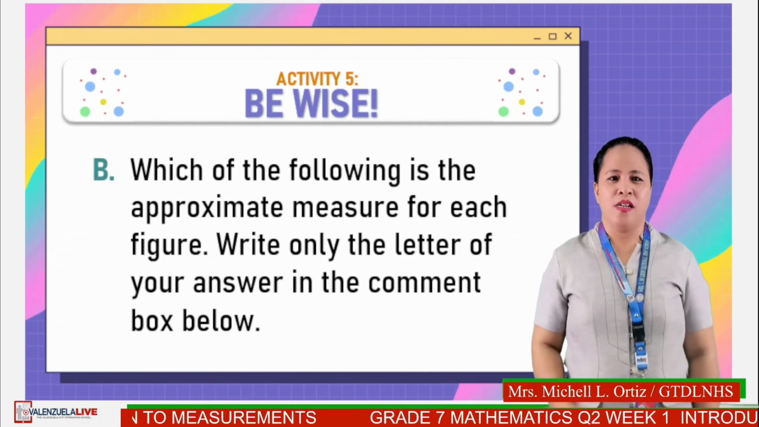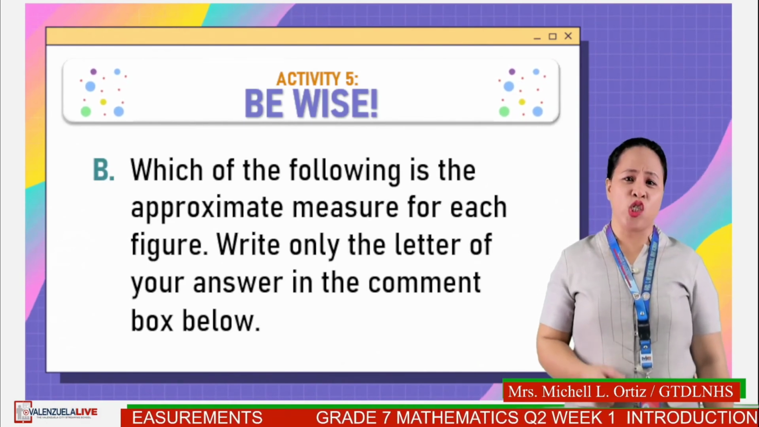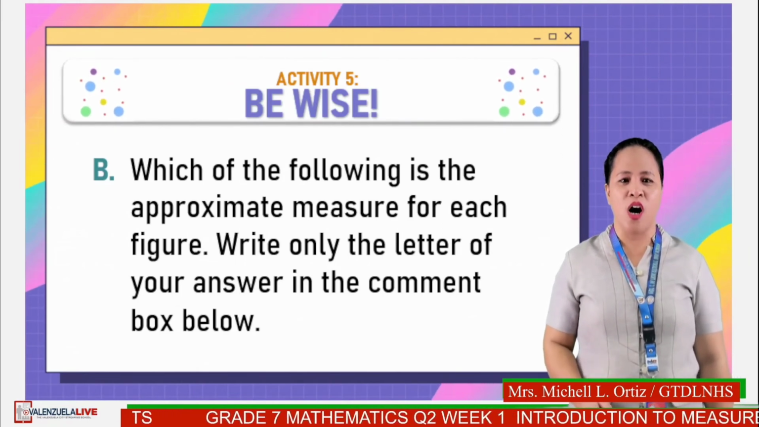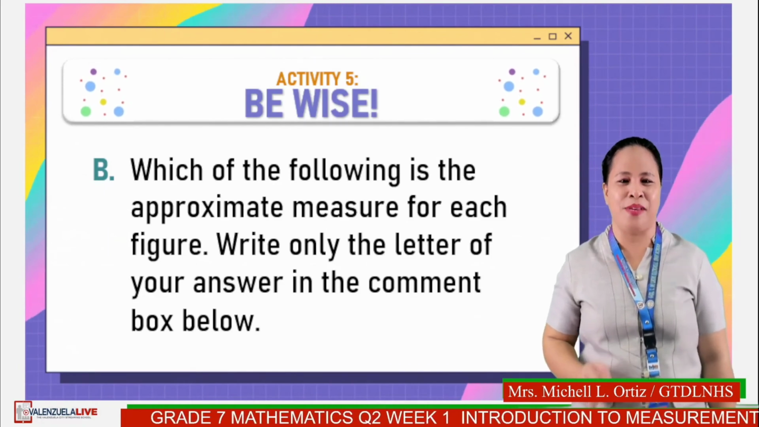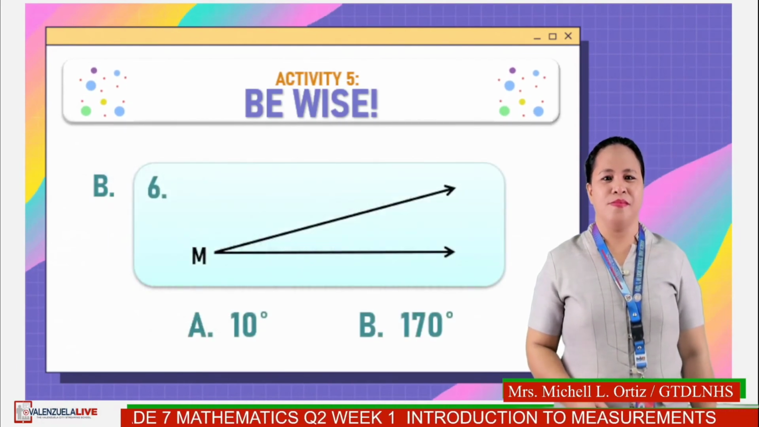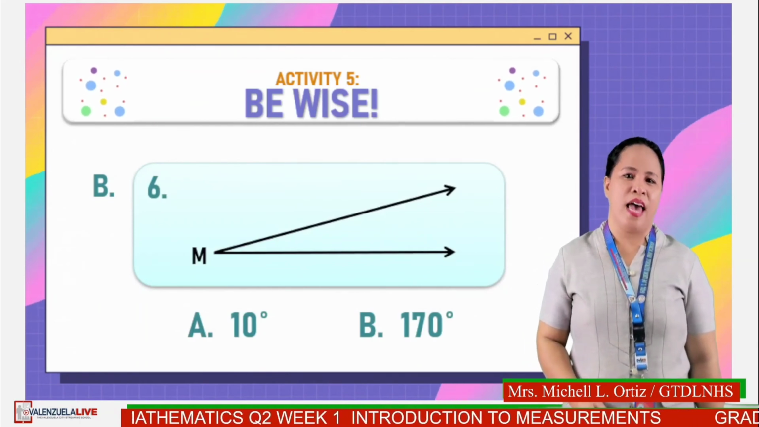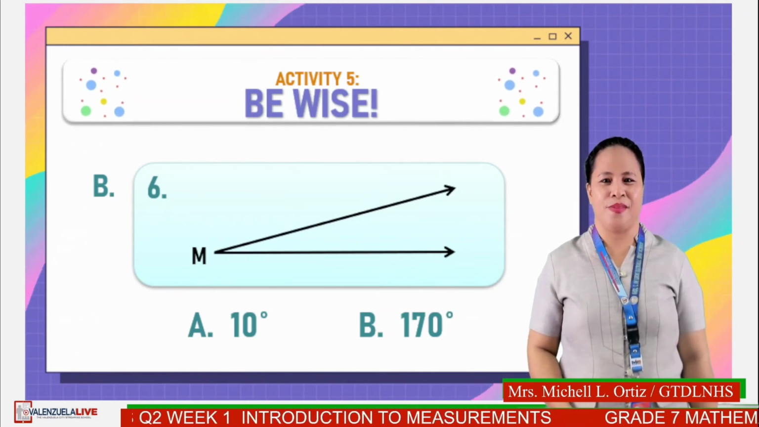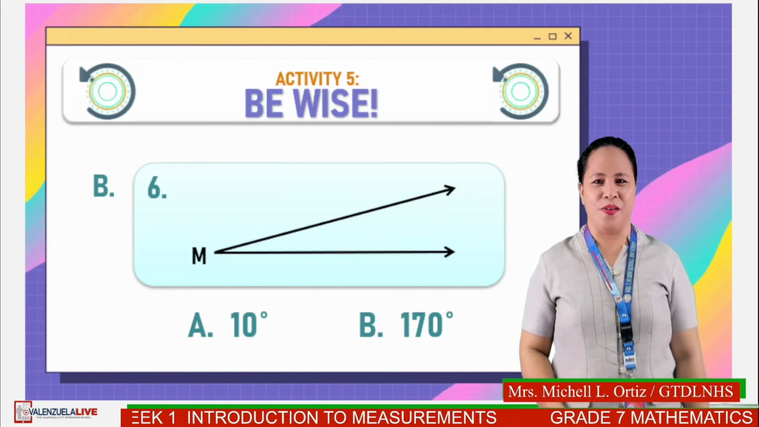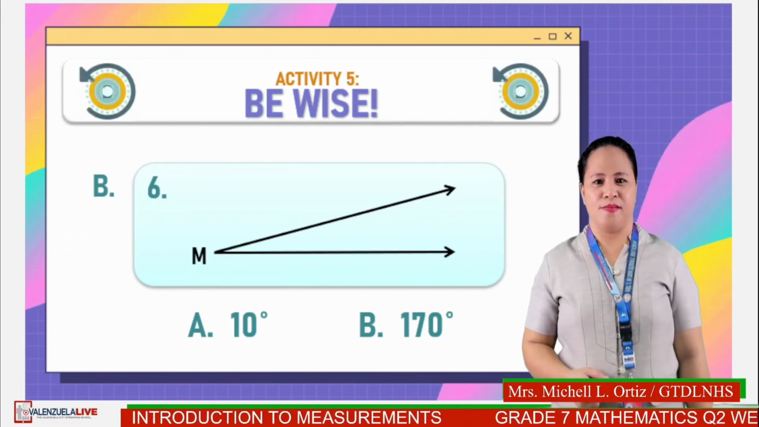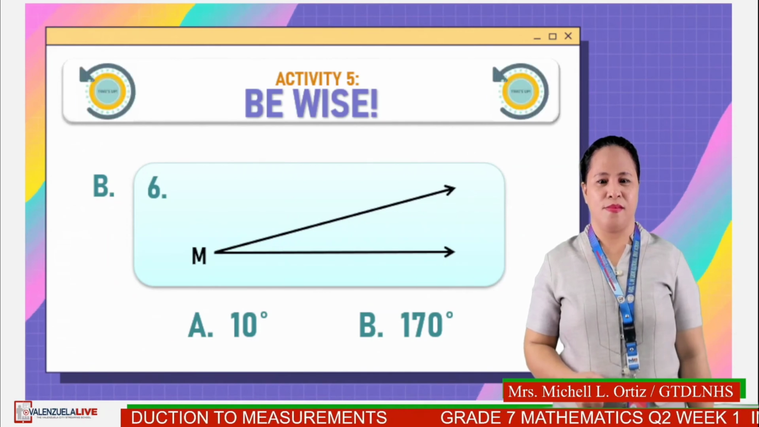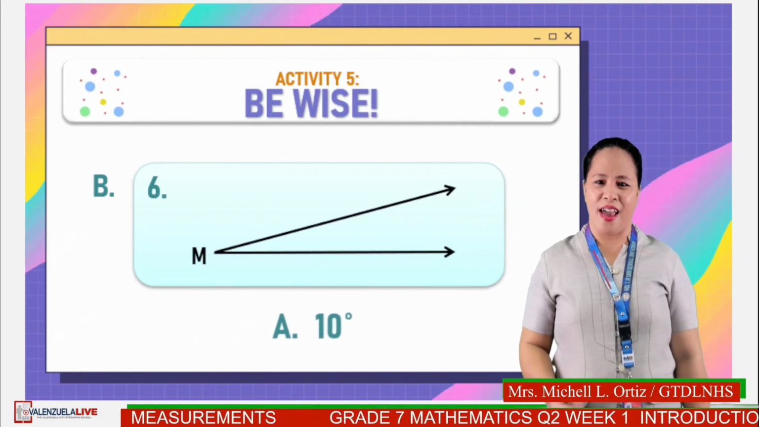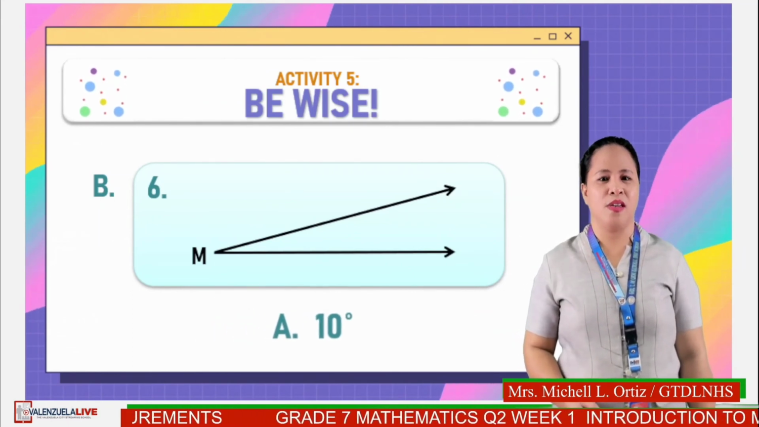For letter B, choose which of the following is the approximate measure for each figure. Write only the letter of your answer in the comment box below. Number 6. Angle M. Is it letter A or letter B? 5 seconds. Go. The correct answer is letter A, 10 degrees.